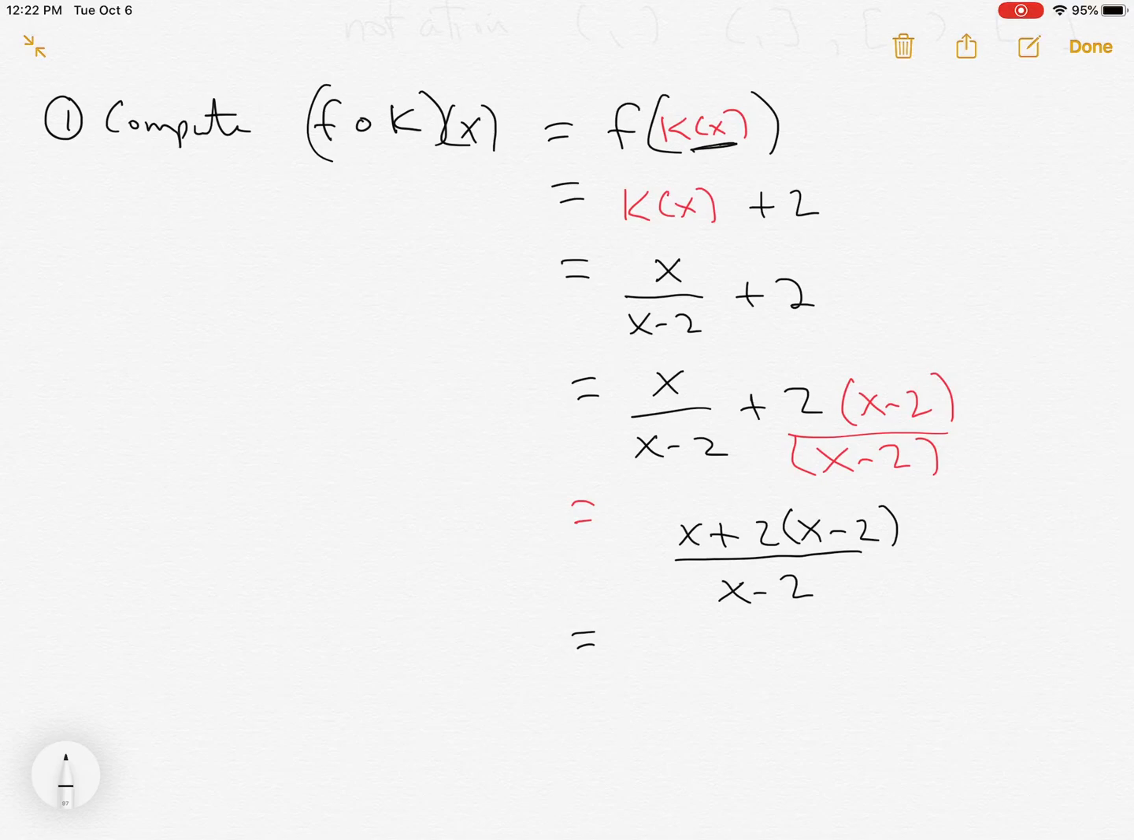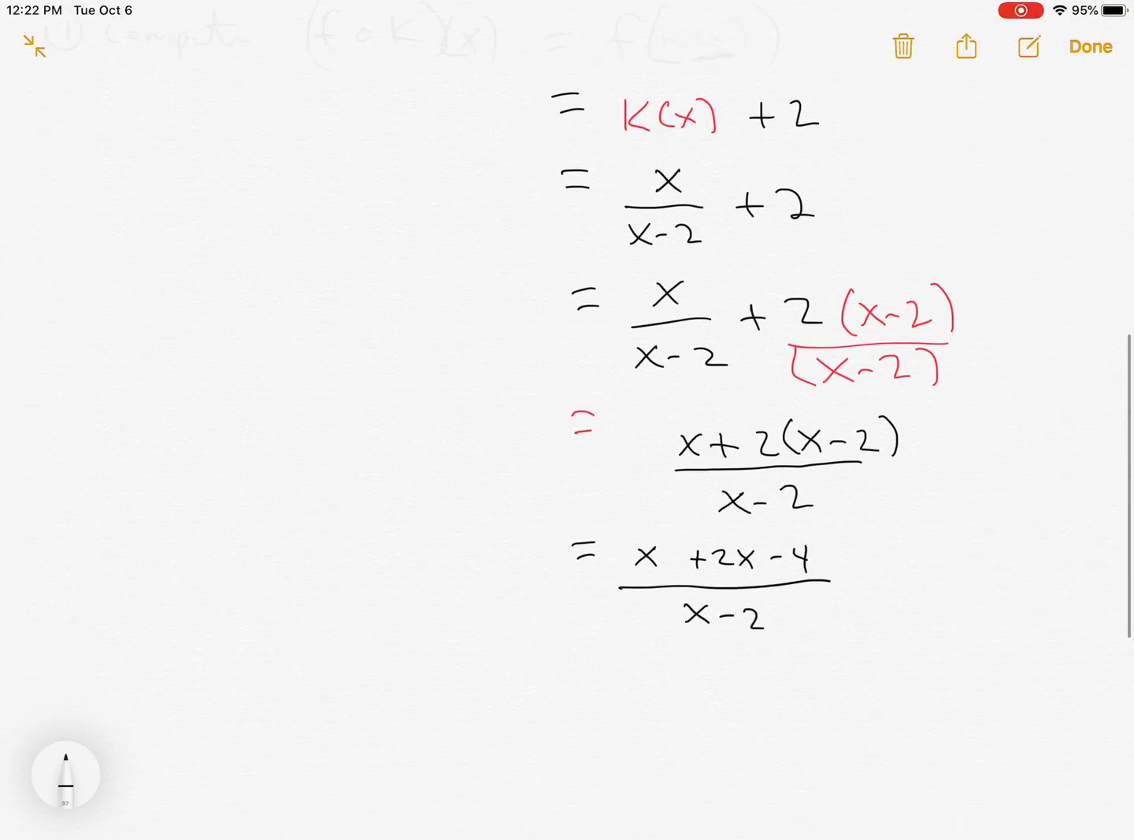It is x plus 2x minus 4 over x minus 2. And finally combine all the like terms, so it's going to be 3x minus 4 over x minus 2.